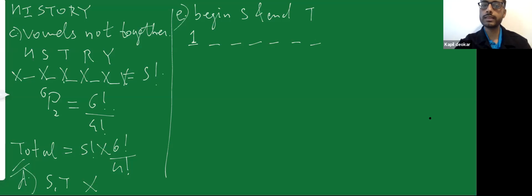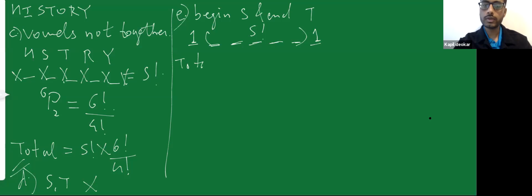So only one option. And in how many ways can I fill my last place? That can also be filled in only one way because it should be T at the last place. So how many options do I have in between? 1, 2, 3, 4, 5. These 5 places can be filled in how many ways? 5 into 4 into 3 into 2 into 1, or I can say 5 factorial ways.